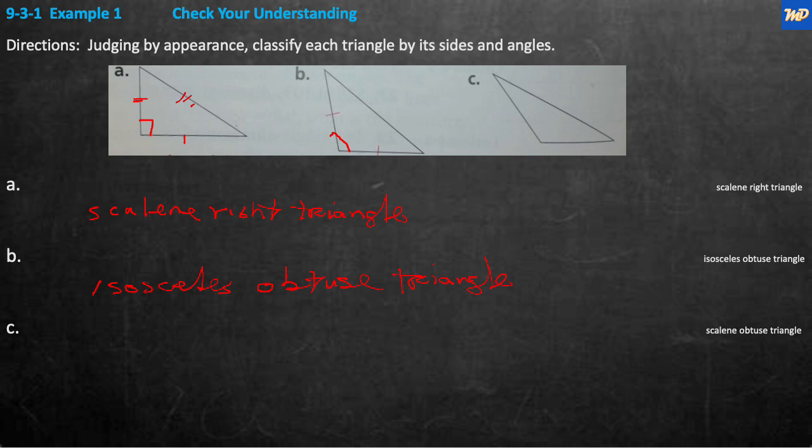Okay? And finally, C. This is obviously obtuse. We talked about this angle larger than 90 degrees. So this is obtuse. And the other interesting thing is there are no sides congruent. So this would be a scalene, obtuse triangle.